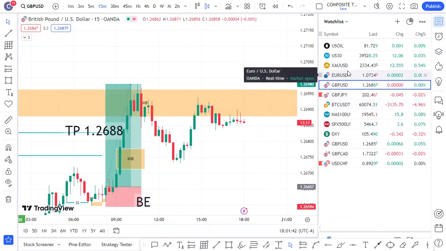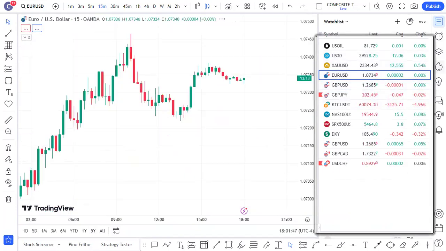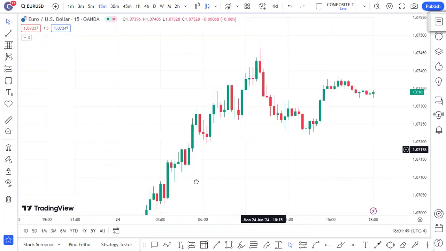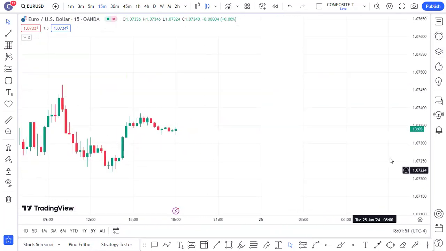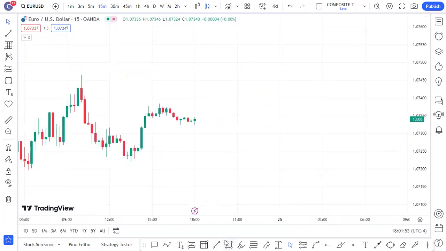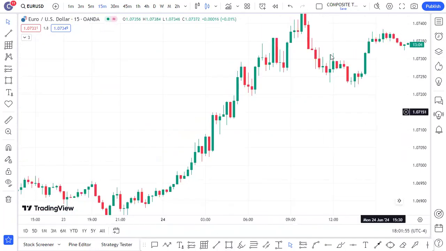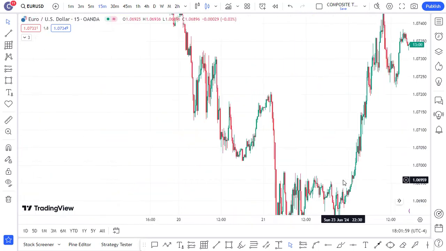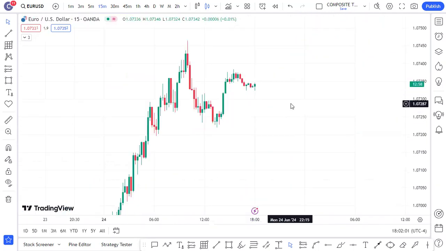Today I just want to touch a little bit on imbalance, and I'll use the Euro USD to explain this. What is imbalance? How do I identify imbalance on the market? What is the importance of it? What are the characteristics of an imbalance in the price?